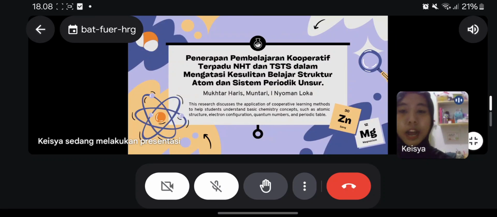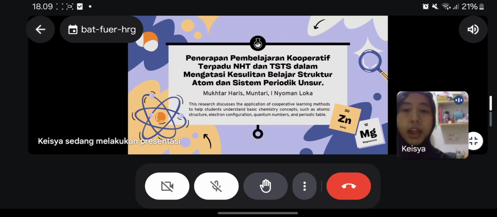My name is Keisya Azzahra Auralyn Handoko with SID 102012400277 from the E48 Inter. On this occasion, I will present a journal entitled Application of Integrated Cooperative Learning (NHT) and TSTS in Overcoming Learning Difficulties in Atomic Structure and Periodic System of Elements.